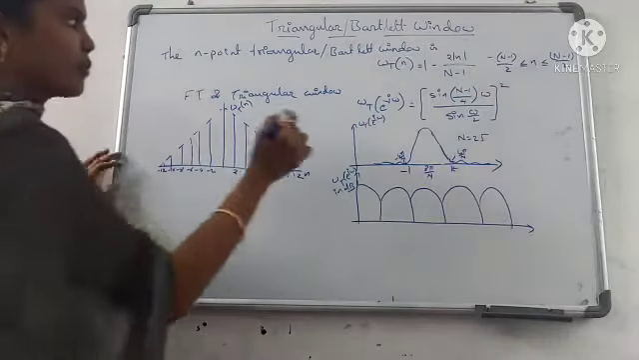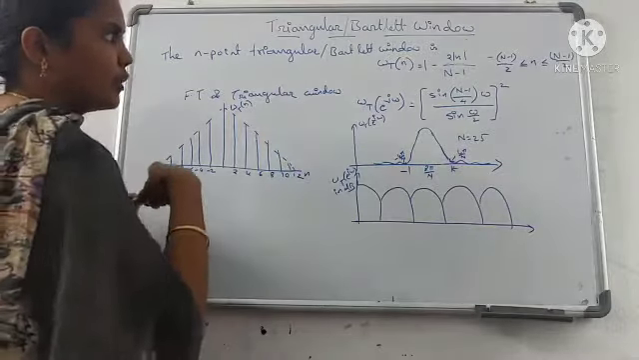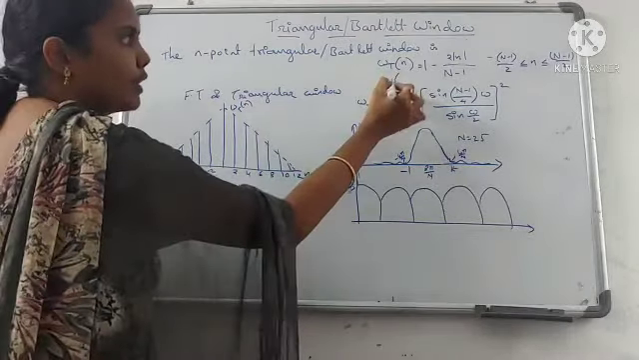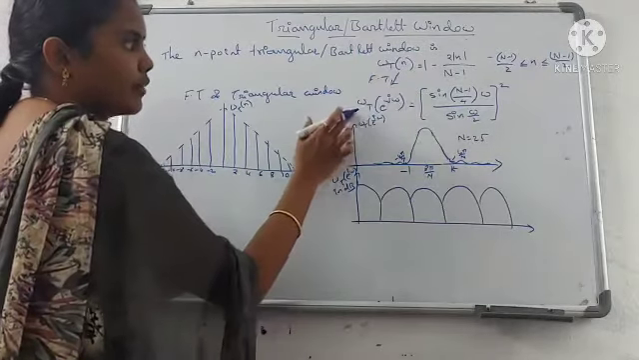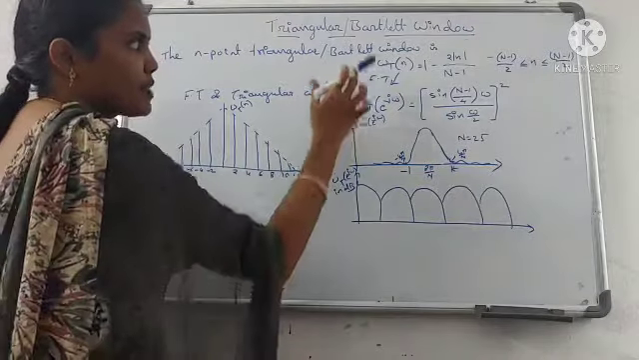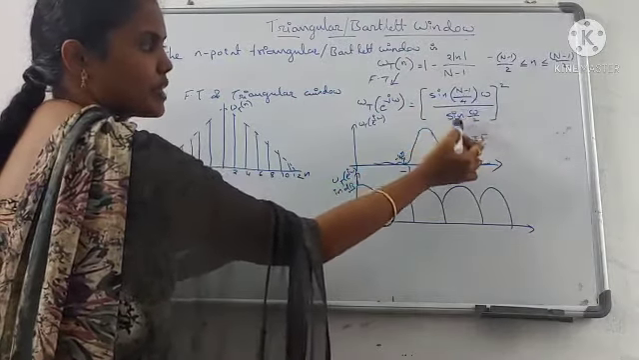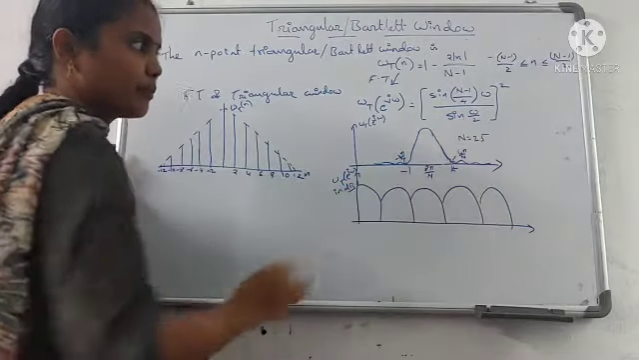Now the Fourier transform of the triangular window is W_T of e power j omega. If you transform this W_T of n, you can get sine of (N minus 1) by 4 omega divided by sine omega by 2, whole square.